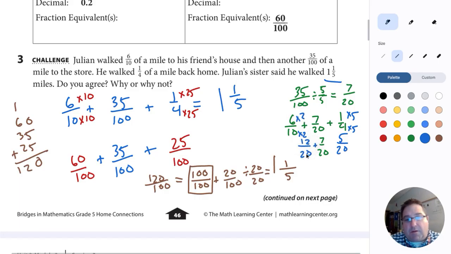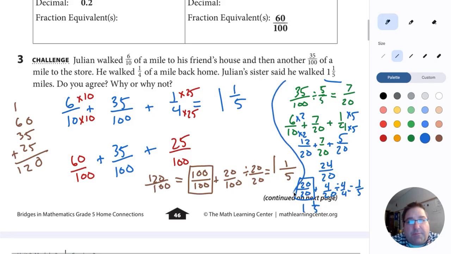So we could think about 12/20 plus 7/20 plus 5/20. Let's see, 7 plus 5 is 12. 12 plus 12 is 24. So we could think about this as 24/20. And again, we know we're going to have an improper fraction. So we could think about that as like 20/20 plus 4/20. So there's going to be one whole. So we got 1. And then we can simplify this, divide both these by 4 to get 1/5. Sweet. So either way, yes, Julian's sister is correct.